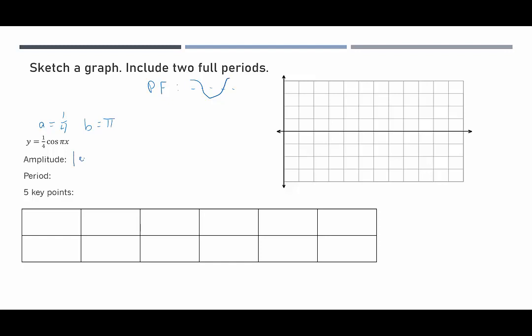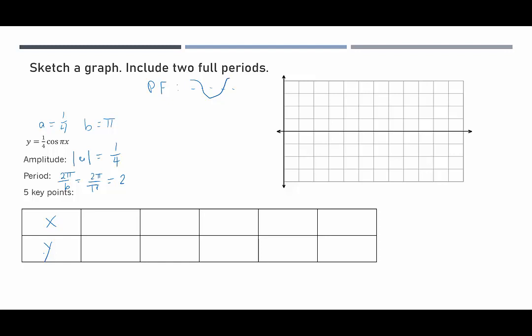The amplitude is the absolute value of A, which will just be 1/4. The period, we determine that by doing 2 pi divided by B. So this will be 2 pi divided by pi. Ooh, look at that. We're in the rationals. We just have a period of 2. All right, now for our key points. Again, what I usually like to do with these is figure out all the x's first, and then I figure out the y's separately, just because of the way the pattern works.